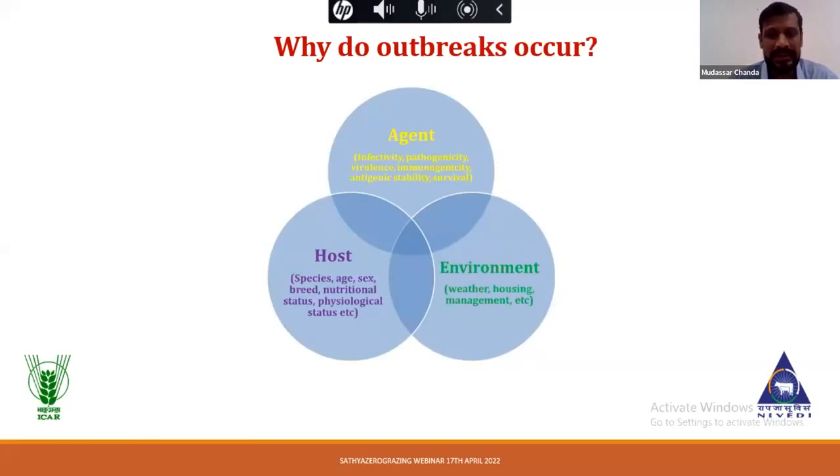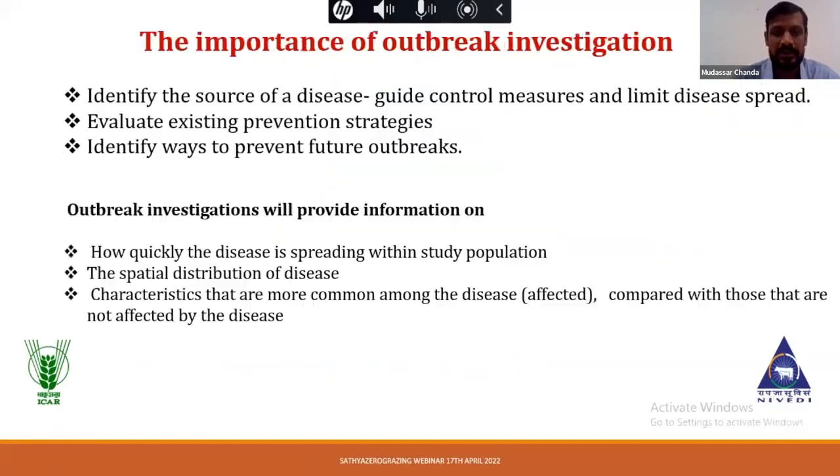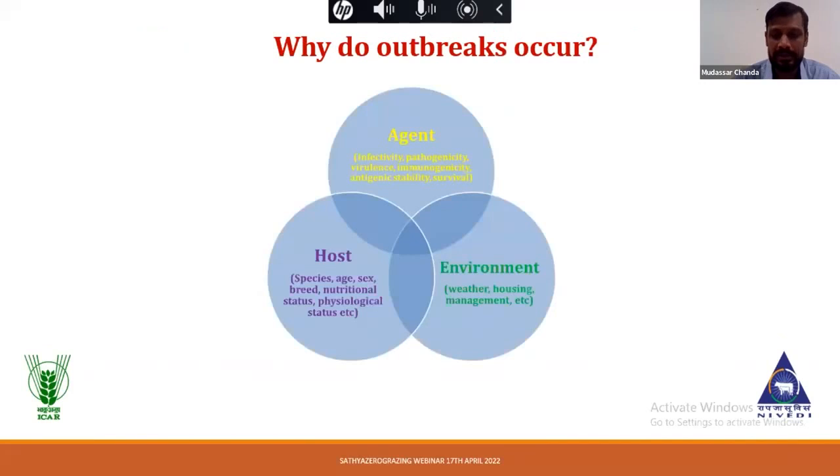And the combination, or the interaction, of these factors of agent, host, and environment will lead to the occurrence of a disease. So always remember, in a particular place when you see an outbreak, how the agent, host, and environment in that place are playing a role. What I'm trying to cover is why outbreak investigation is important, and in the previous slide, why outbreaks occur.